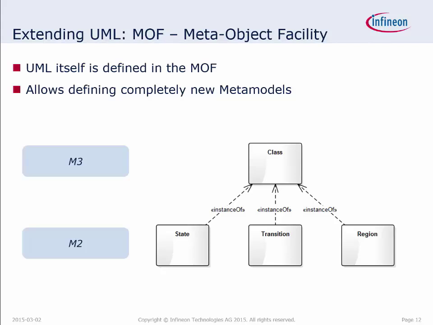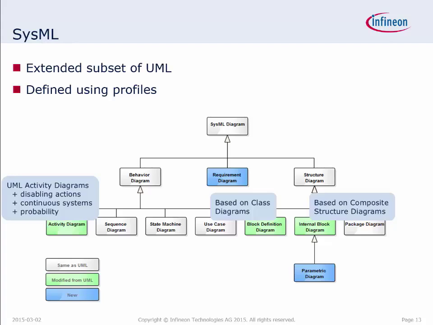Then for the latter possibility, profiles. SysML is a very well known UML profile for embedded system modeling. It is an extended subset of UML, and it is using these UML profiles. So for example, you have your SysML diagram. You've seen the blue ones are completely newly created, like the requirement diagram or the parametric diagram. Then the white ones are directly used as is from UML. And the green ones, they are extended UML.